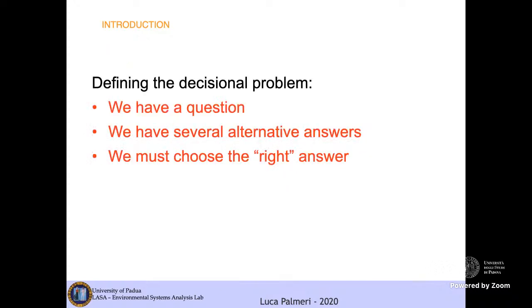So we are left with the problem of defining the decision problem. For example, we have a question, we have several alternative answers to the question, and we must choose or decide what is the right answer. So stated, it seems very simple and straightforward. In reality, as is always the case in environmental issues, the decision is not so simple and straightforward. Instead, it may become quite complicated.